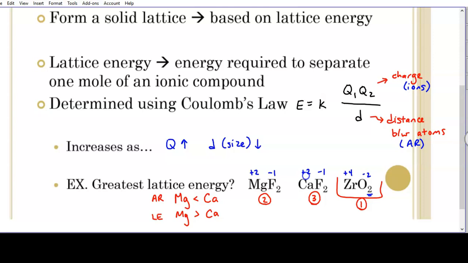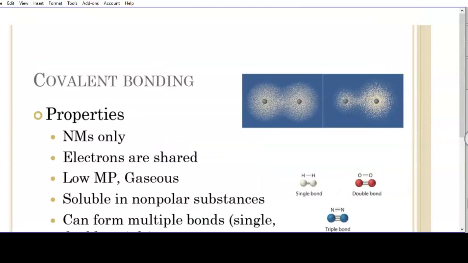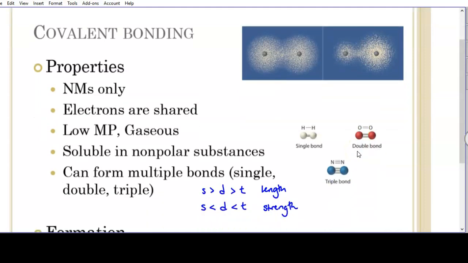All right, moving on. Let's talk about covalent bonds. All of this should be review. Covalents are nonmetals only. The electrons are shared. They have lower melting points compared to ionics. They're usually gases, not always, but they usually are. They're often soluble in things that are nonpolar, and they can form double, triple, or single bonds. Ionics do not do this.